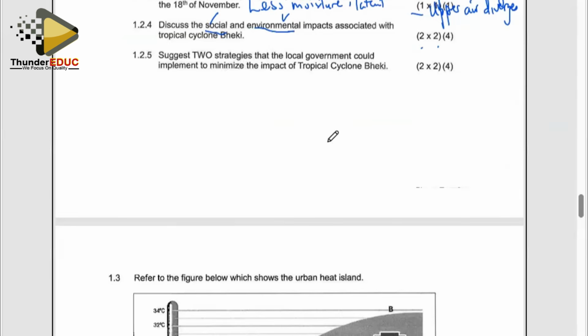So you can talk of things like, in this instance, talk of early warning systems. They must be in place.